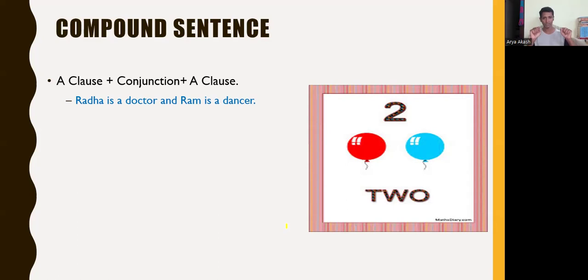So two subjects, two verbs, a doctor, a dancer, two objects, right? When we join two sentences together with a conjunction or with a word or a punctuation, it becomes a compound sentence. Let's look at some more examples.